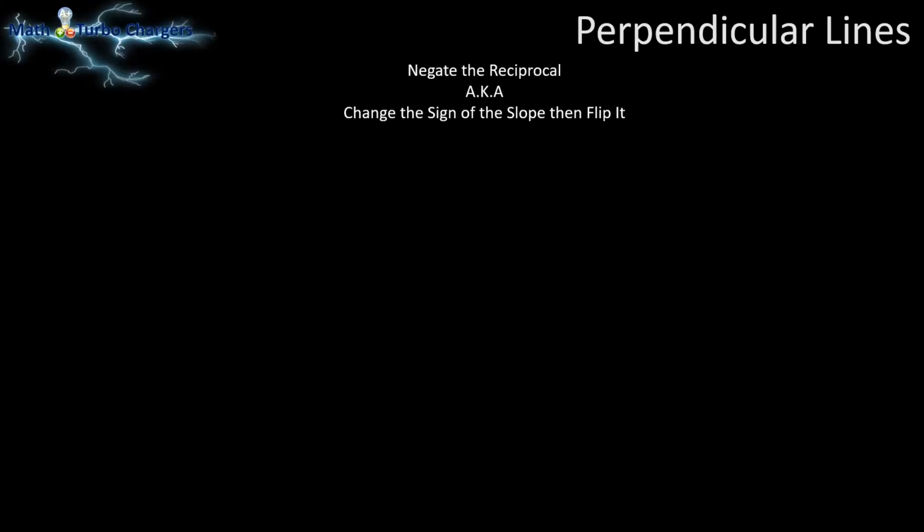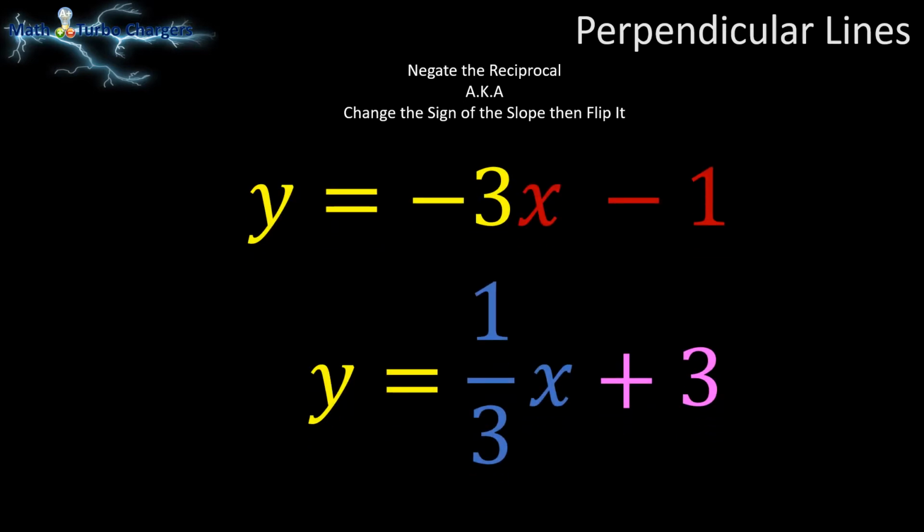What does it mean to negate the reciprocal? To take a closer look at the slope, let's eliminate the y-intercepts. The word negate means to change the sign. Our negative changed into a positive. The word reciprocal means to flip our fraction. If you don't see a fraction, we have to create one. The negative 3 written as a fraction becomes 3 over 1. The reciprocal of 3 over 1 is 1 over 3. And this is how you negate the reciprocal.